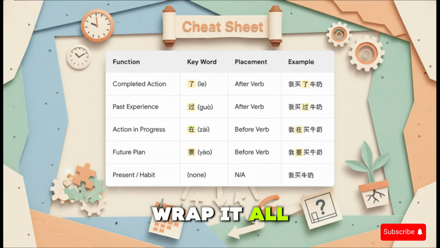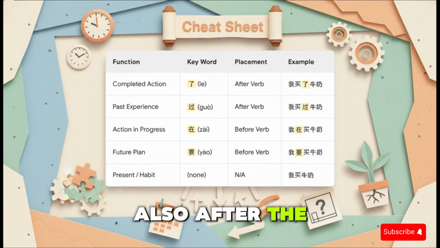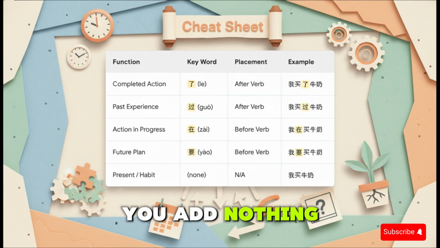All right, let's wrap it all up in one nice, neat little cheat sheet. So for a completed action, you pop a 了 after the verb. For a past experience, you use 过, also after the verb. For something happening right now, that's 在, and it goes before the verb. And for a future plan, you use 要, also before the verb. And what about just a regular present tense habit? You add nothing. That's it. That's the whole system, all right here.